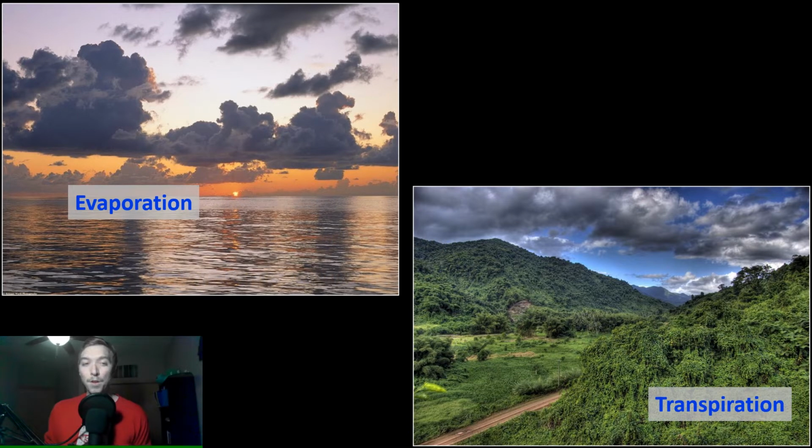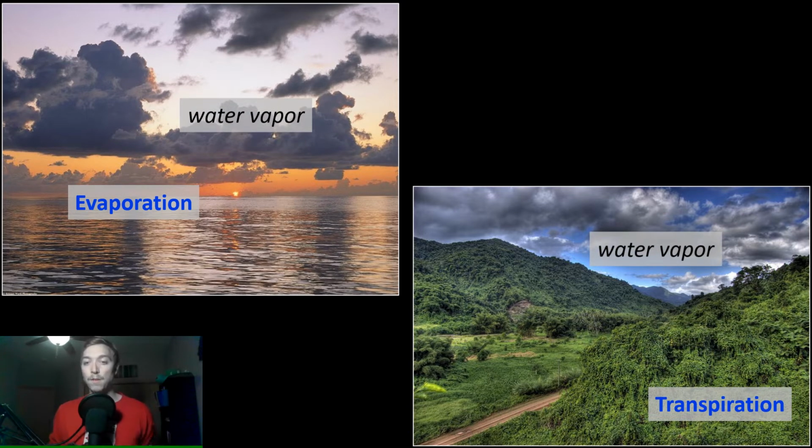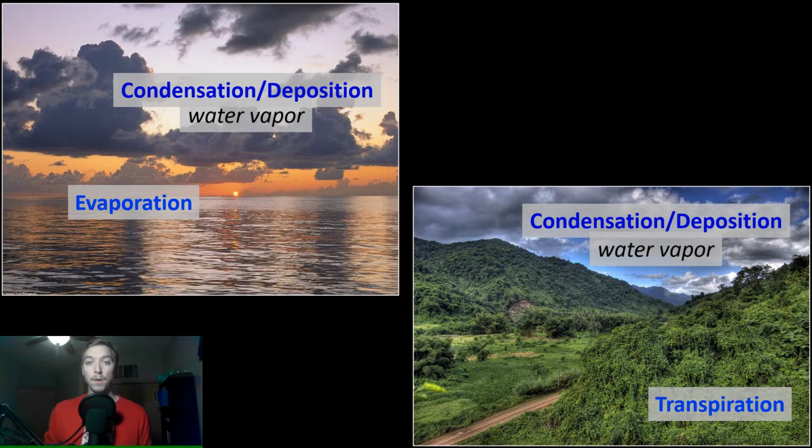We see evaporation from large bodies of water or superficial bodies of water in general, that direct connection between the water and atmosphere. We see transpiration prevalent through kind of the respiration of plant matter. And both of these evapotranspiration processes add water vapor to our atmosphere. Once it reaches the atmosphere, we have condensation or deposition of that water.